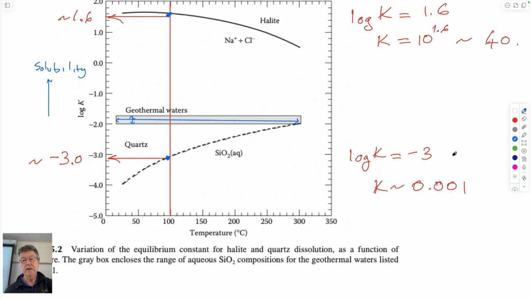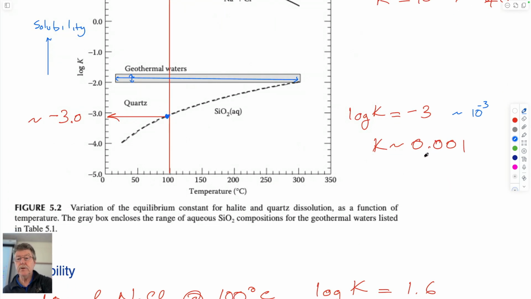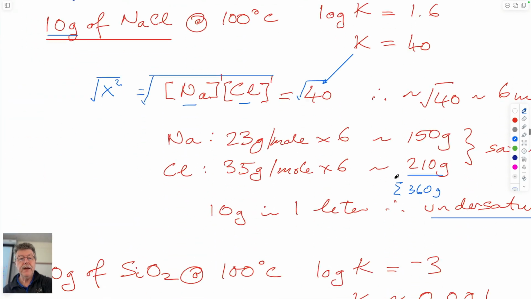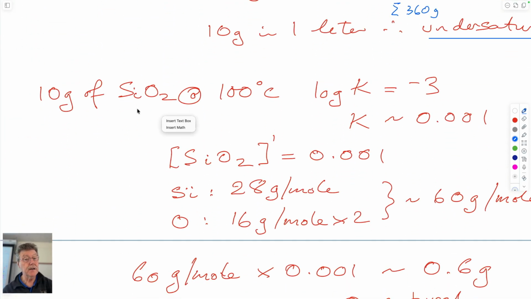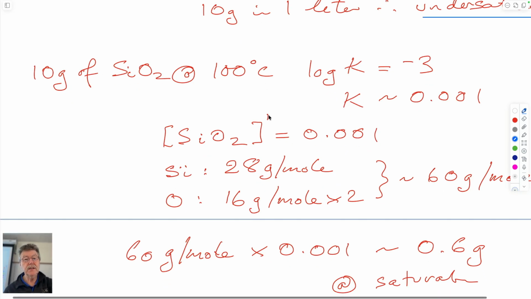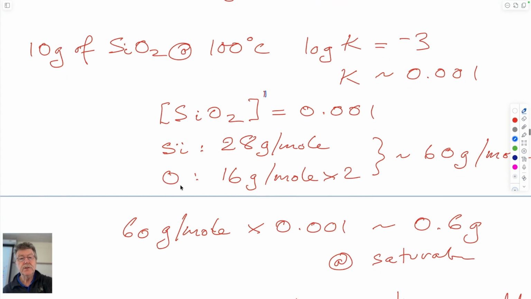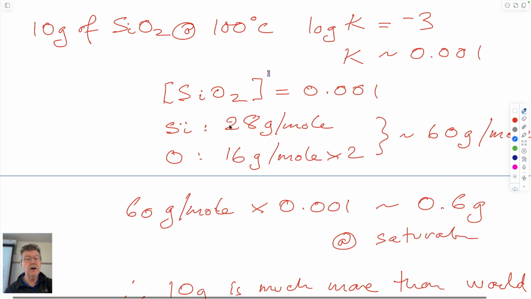Conversely, if you take quartz at 100 and you look at the value, log K is -3, which is equal to 10 to the -3. And so this is 0.001. If you have 10 grams of silica in water at 100 degrees centigrade, then this would be the solubility. Quartz stoichiometry is 1 to 1, so this is the component here, so you don't have to square root it. So you have to look at the individual components of the silica and the oxygen.